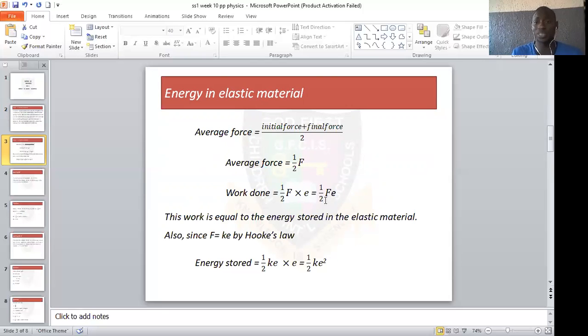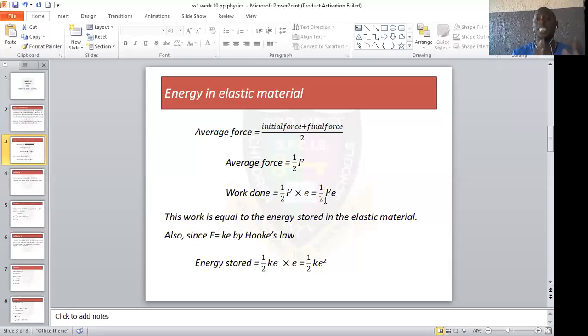This is the formula to use: 1 over 2 Fe, where 1 over 2 F is the average force and e is the extension. Therefore, the work done is the product of the average force and the extension. So this work is equal to the energy stored in the elastic material.